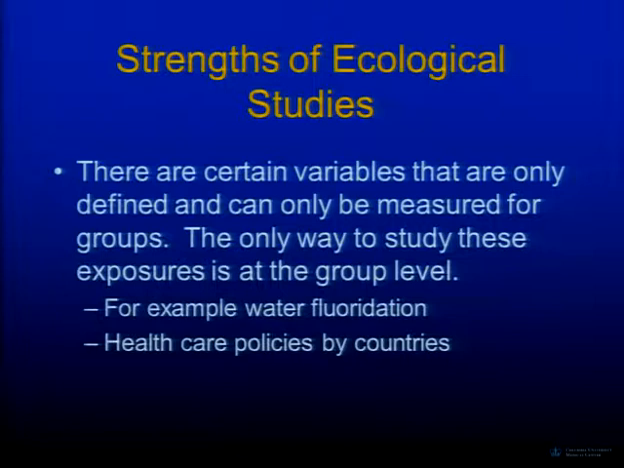So there are certain variables that are only defined and can only be measured for groups, and the only way to study these is at the group level. So something like water fluoridation, which I showed you during the first class, talking about whether or not it reduced the amount of decayed, missing, and filled teeth. Healthcare policies by country, before Obamacare, it was always, well, what if we had different kinds of health insurance here? Would we do better in terms of mortality rates for certain diseases, or would it be worse? And that's the only way you can really look at this, is where there are these kind of changes.